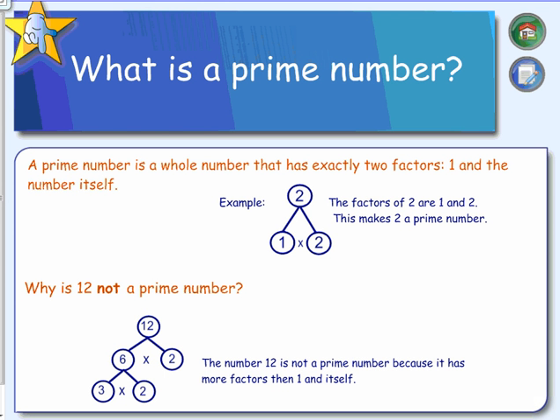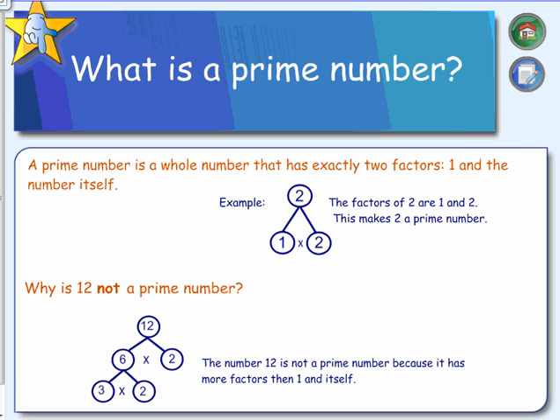So the first thing we're going to discuss is what is a prime number. A prime number is a whole number that has exactly two factors, one and the number itself. An example of this would be 2. Only 1 and 2 can be multiplied together to get an answer of 2. Another example of a prime number could be 13, 17, 51. There's a bunch of them out there. But 2, 3, 5, 7, those are the most common small ones.